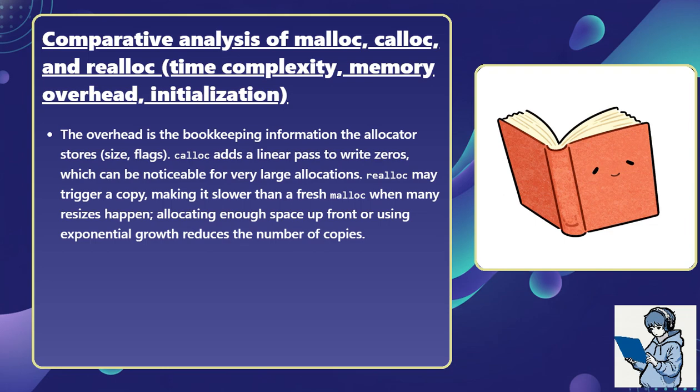Calloc adds a linear pass to write zeros, which can be noticeable for very large allocations. Realloc may trigger a copy, making it slower than a fresh malloc when many resizes happen. Allocating enough space up front or using exponential growth reduces the number of copies.